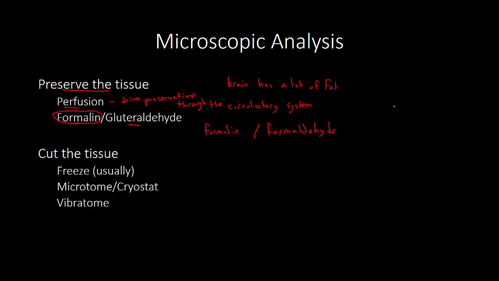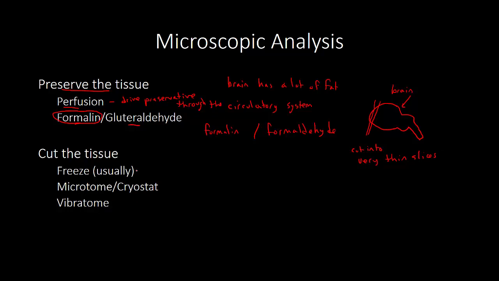Now, once I do this, I'll have a block of tissue. Okay, so I have a hunk of brain tissue. It won't rot anymore, but I can't see anything. If I want to see anything, I'm going to have to cut it into thin slices. Very thin slices. The reason I have to do that is so that when I put it under a microscope, the light can pass through it. It's got to be that small.